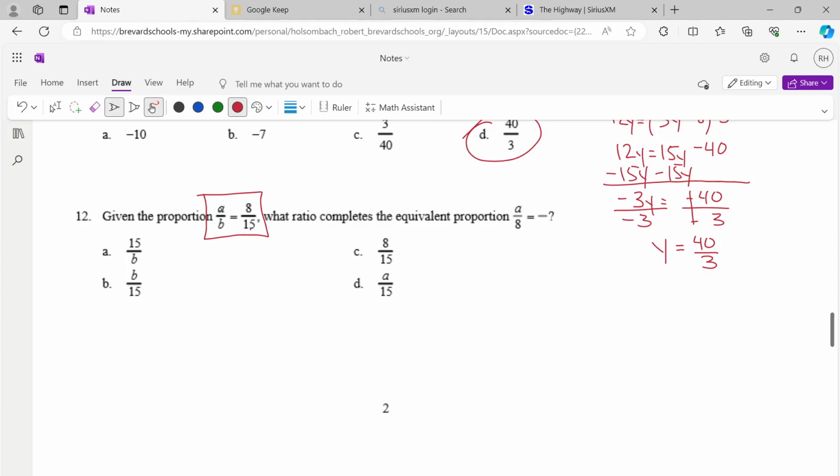All right, you got 15 times A here is 15A equal to B times 8, which is 8B. Well, if we got A over 8 here, we need to have an 8B, right? So we need to multiply the 8 times the B, and we need to multiply the A times the 15. So B over 15 completes the proportion.